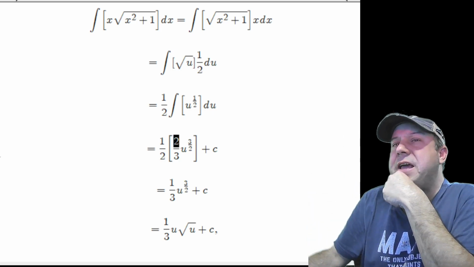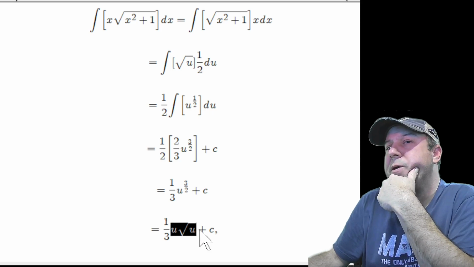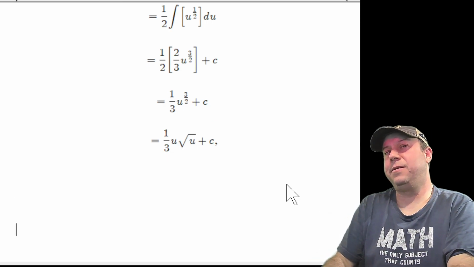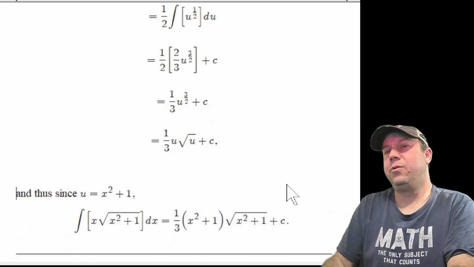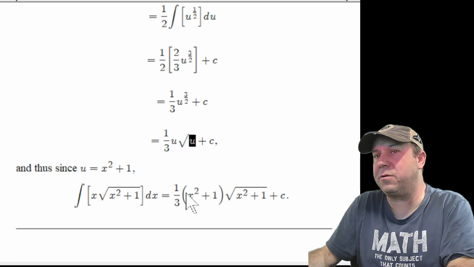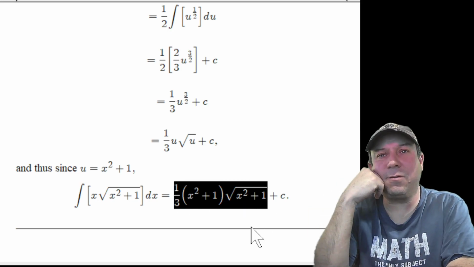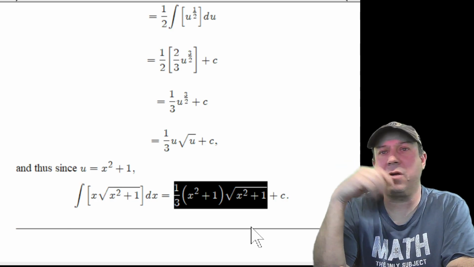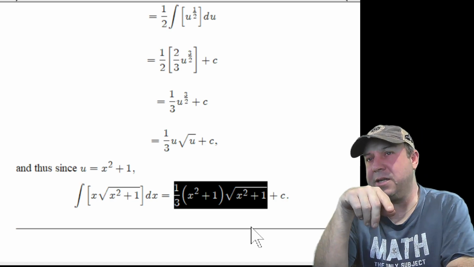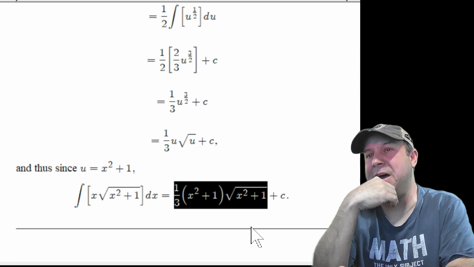Now, u to the 3/2, notice that does simplify into the statement u square root of u. But because u is equal to x squared plus 1, we can come back in and substitute in for those two values of u and the u under the radical here, the value of x squared plus 1, and my antiderivative for the value of x times the square root of x squared plus 1 is going to be the quantity 1/3 times the quantity x squared plus 1 times the square root of x squared plus 1 all plus the constant c in value.